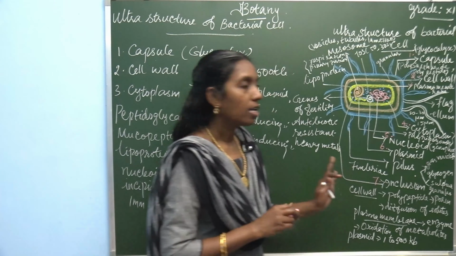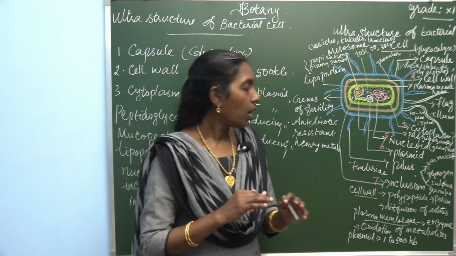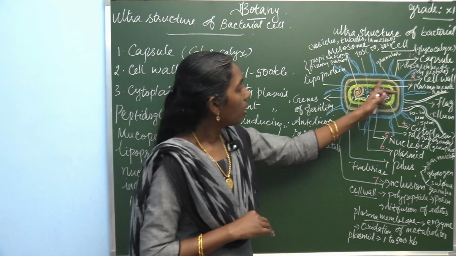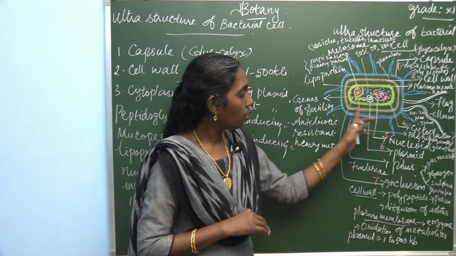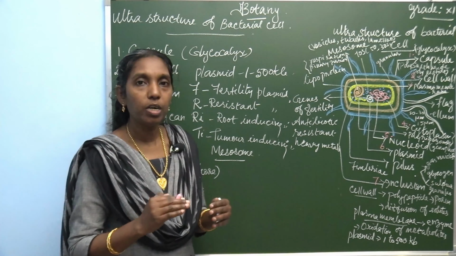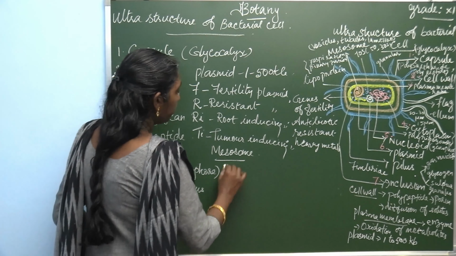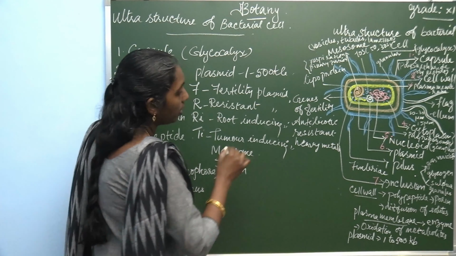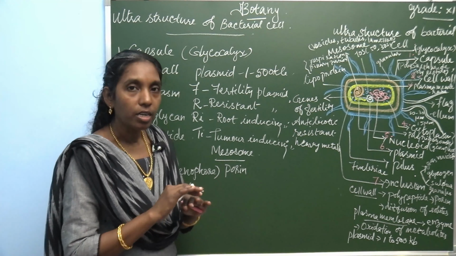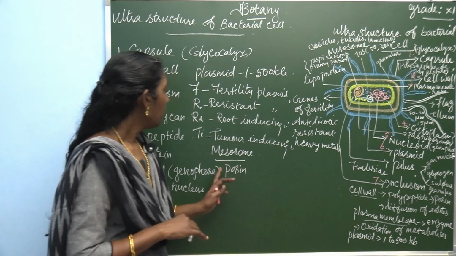Then, in the cell wall, there is another substance present, which is made up of polypeptide. The cell wall also possesses an important polypeptide known as porin. Porin is a very important polypeptide. This porin helps the solutes to dissolve.